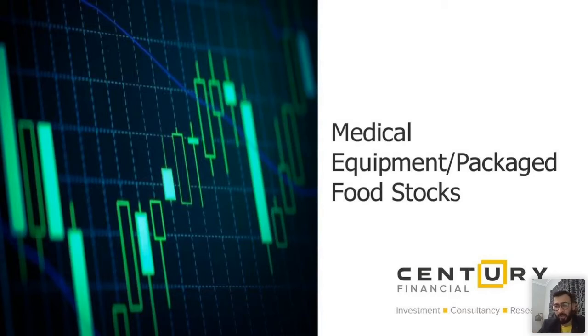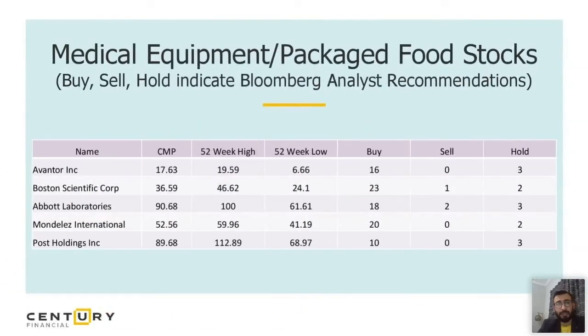So there was another sector of industrial and engineering as well, but since we have limited amount of time, we are going to discuss more about the current medical equipment industry and the packaged food industry as well. So there are few companies which we have pointed out this week. We are looking at Aventor, Boston Scientific, Abbott Laboratories, Mondelez International, and Post Holdings. You see the current market price. This was made on 21st or 22nd June. It's been 2 or 3 days.